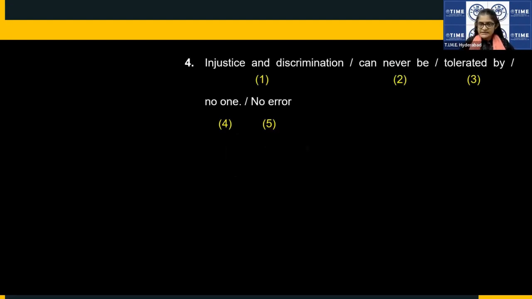Injustice and discrimination can never be tolerated by no one. Can never be tolerated by no one. Injustice and discrimination can never be tolerated. So why do we have a double negative? You already said never. So what should we say? Can never be tolerated by anyone. Double negative will become positive. We don't want that sense here. It's the same as in math, right? Never be tolerated by no one would mean we can tolerate injustice and discrimination. That doesn't make sense. Okay. Error is in part 4.